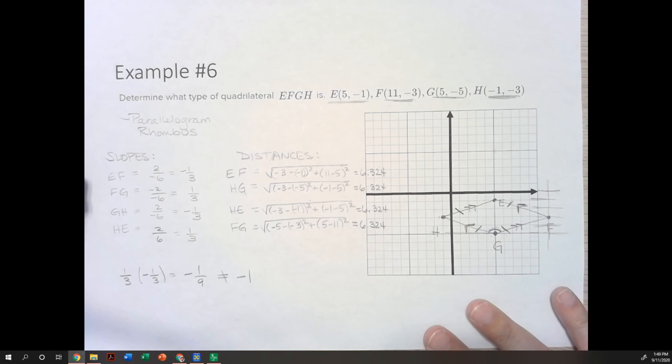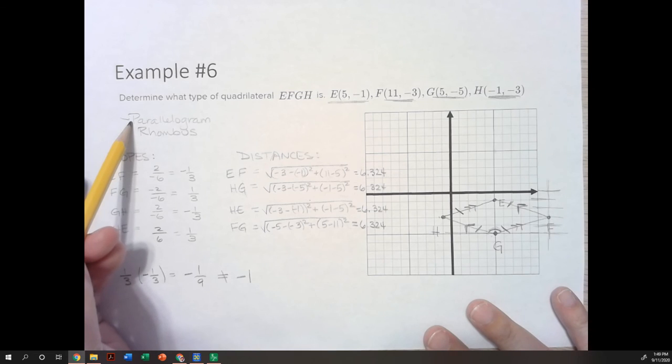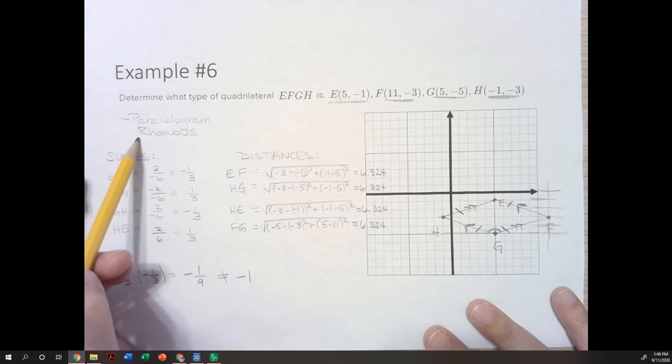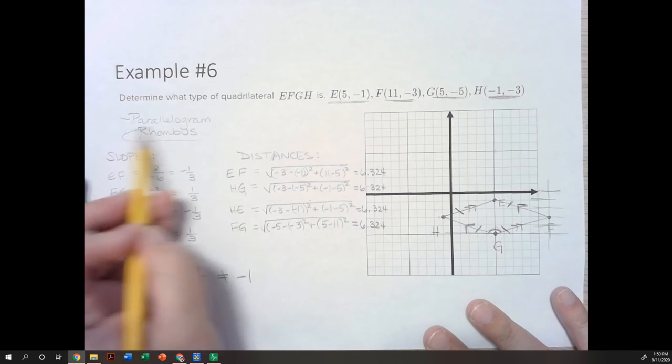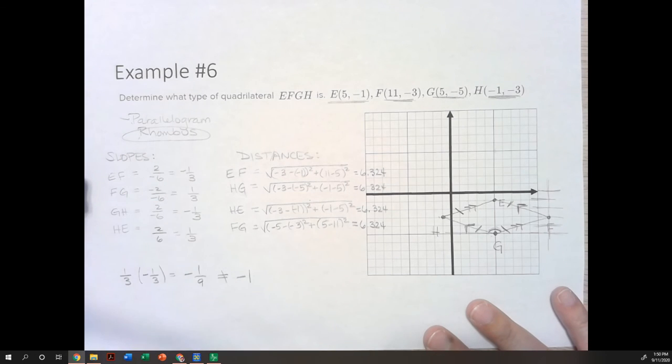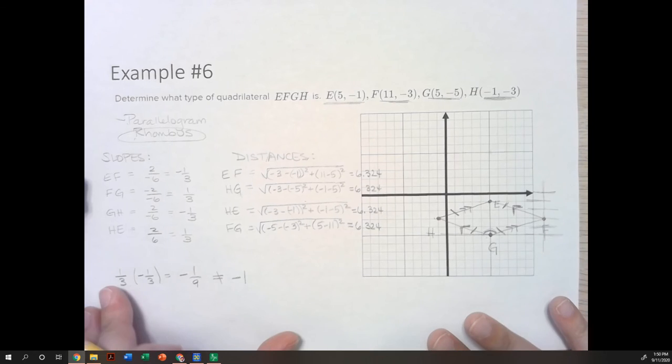Okay, so that means I'm definitely dealing with a parallelogram, but more specifically because all four sides are equal, okay, and my opposite sides are parallel, I most definitely have a rhombus.